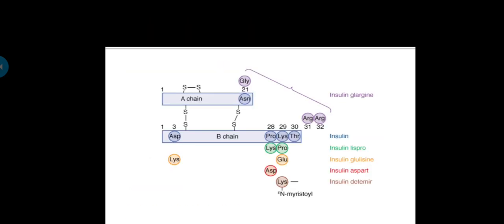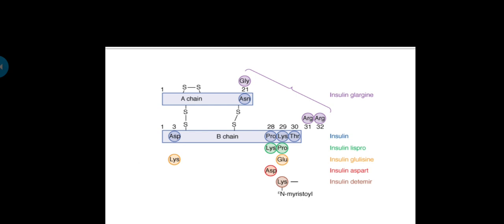So these are the analogs of the insulin. A chain and B chain. In the A chain, asparagine is changed to glycine at position 21 to provide glargine. At 31 and 32, arginine residues are added, so this is insulin glargine. Insulin lispro, look here in green: proline and lysine are changed to lysine and proline.